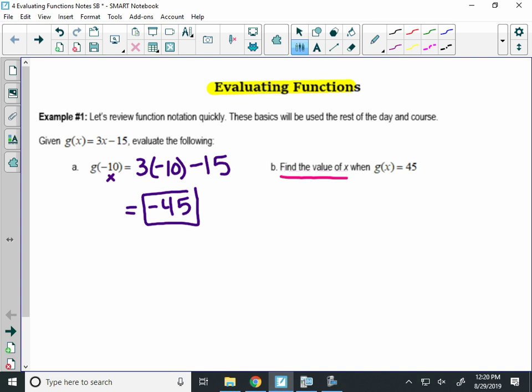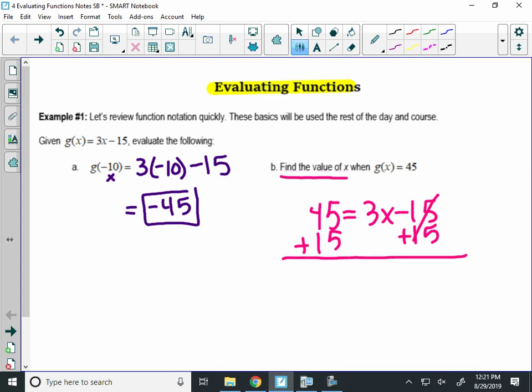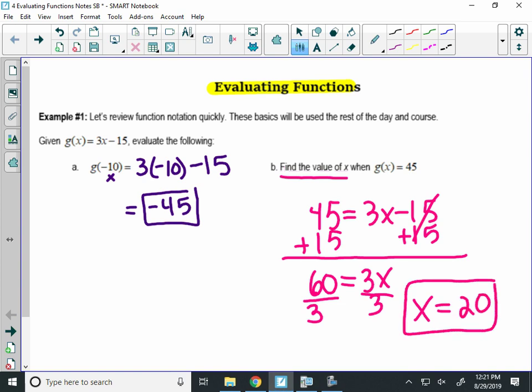Set it equal to the equation. So I have 45 equals 3x minus 15. And I just solve for x. I know you did this yesterday, which is why I'm going to talk through the solving part. 45 plus 15 is 60. And when I get x by itself, what would be the input value? 20. So that means that 20 is the input value that gives me an answer of 45.